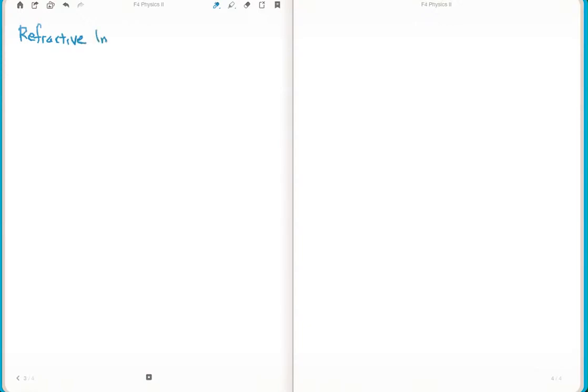Refractive index, small n. In physics you need to learn this symbol, small n. Which are the 4 ways of getting the refractive index? But before we go to that, what does refractive index mean?